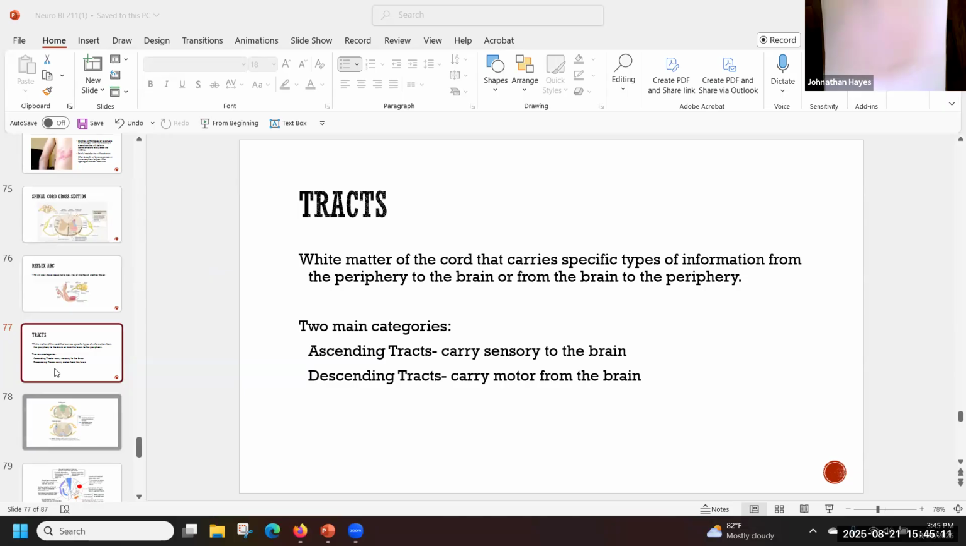Tracks will always decussate, they'll cross over. So what ends up getting picked up by, say, the body on the right side will end up being processed by the brain on the left. Or if the brain is initiating a signal, it's going to be showing up on the body on the opposite side. So tracks will always decussate.